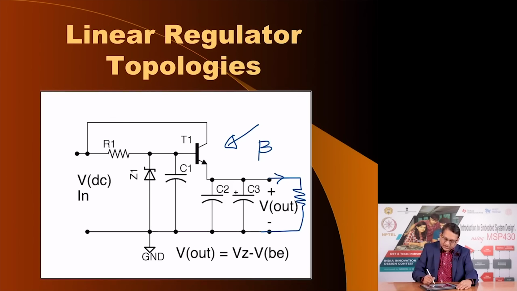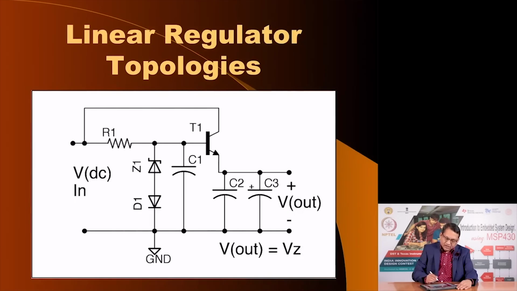However, the output voltage is no longer equal to Zener voltage, it is equal to Zener voltage minus the voltage drop across the VBE of the series pass transistor. This can be easily compensated by adding a normal diode in forward bias, so that now the output voltage is equal to Zener voltage. This power supply still has problems.